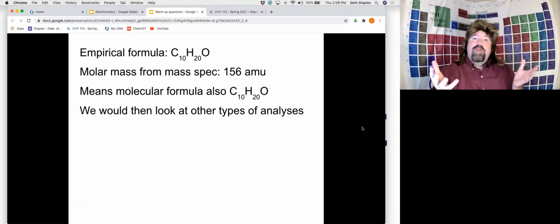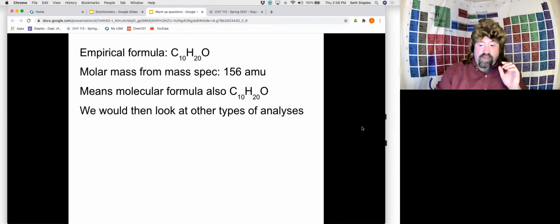So what we've done here with our unknown, we sent it through our combustion analysis. We found an empirical formula of C10H20O. We put our unknown into a mass spectrometer, and doing that got the molar mass for us, so that we now know that the actual molecular formula is also C10H20O. We would then look at some other types of analysis in order to figure out what this compound is.